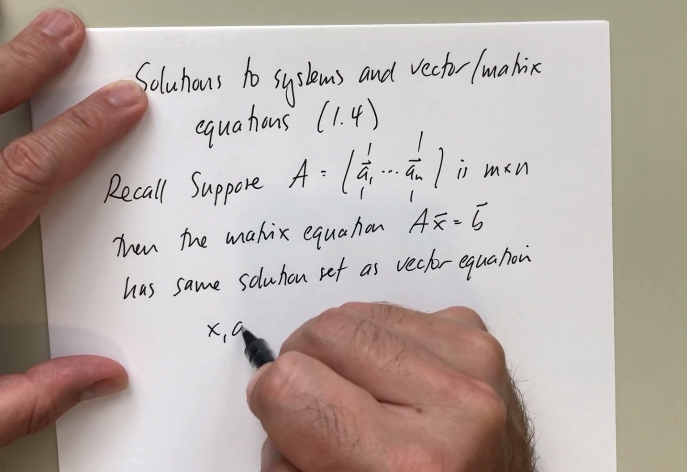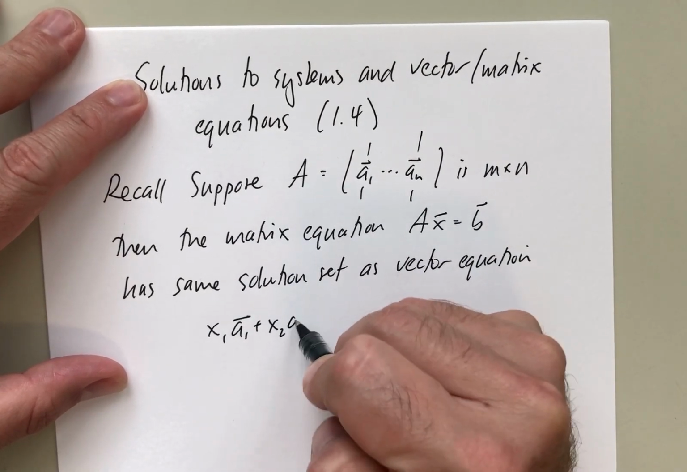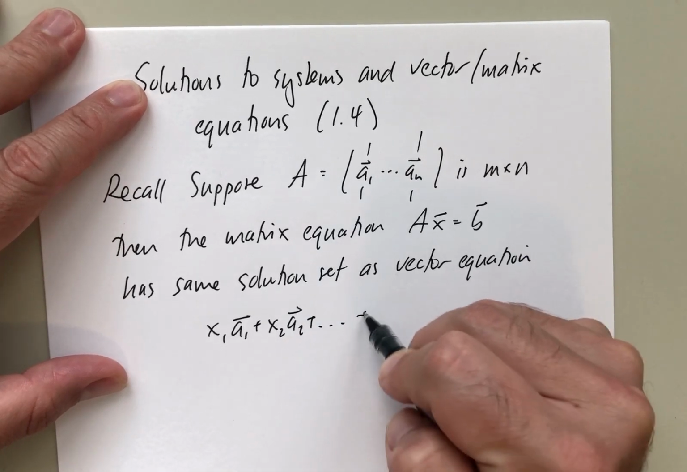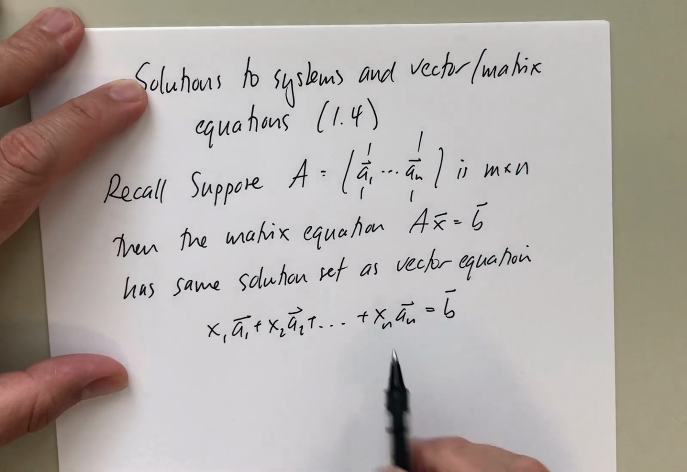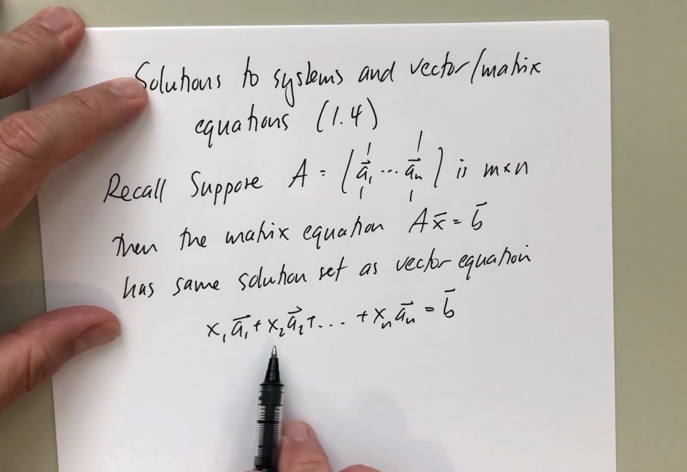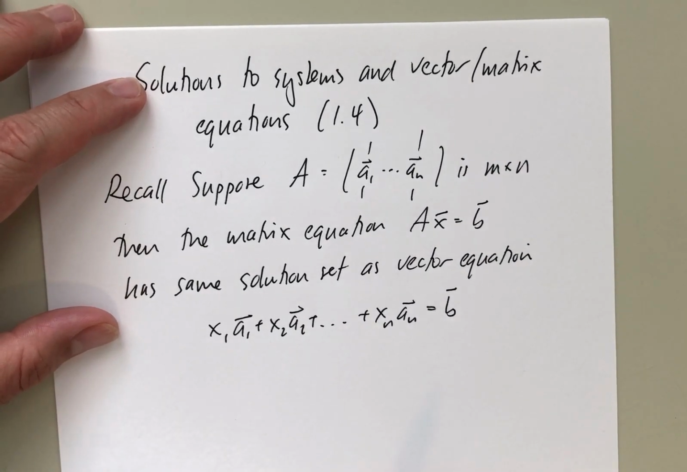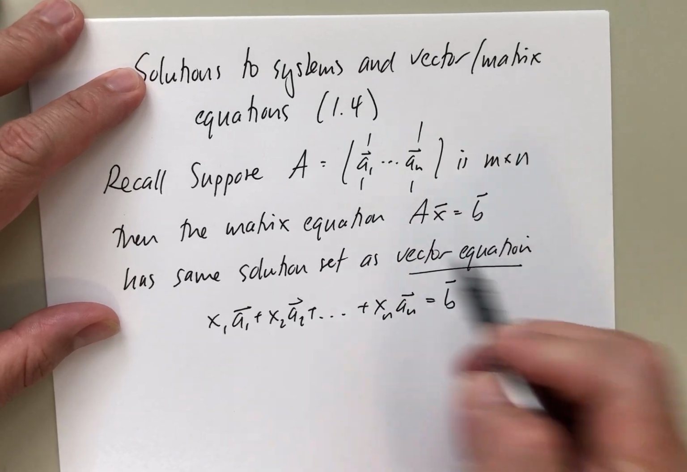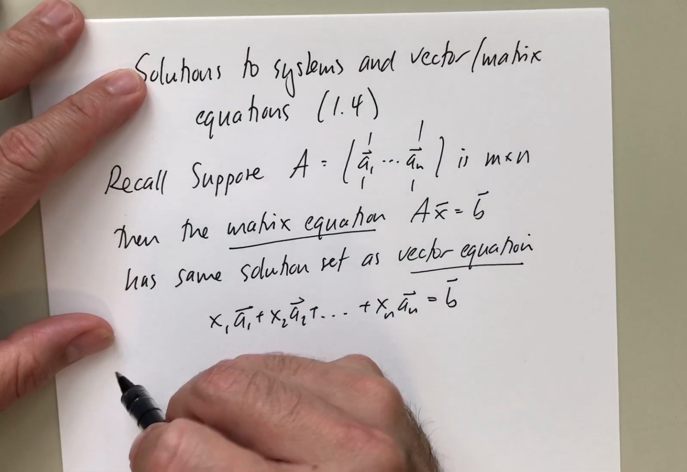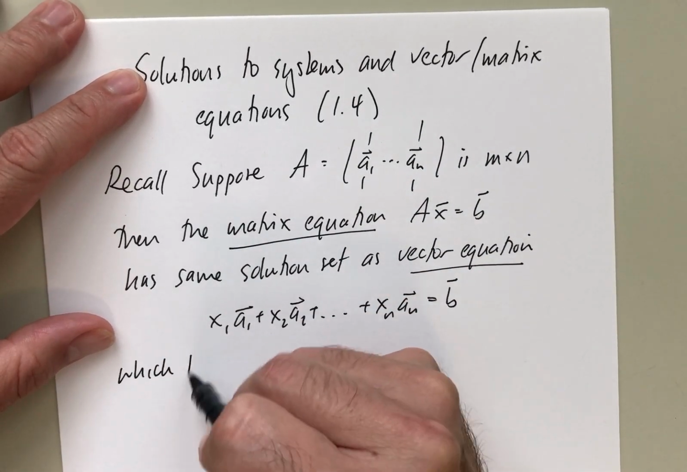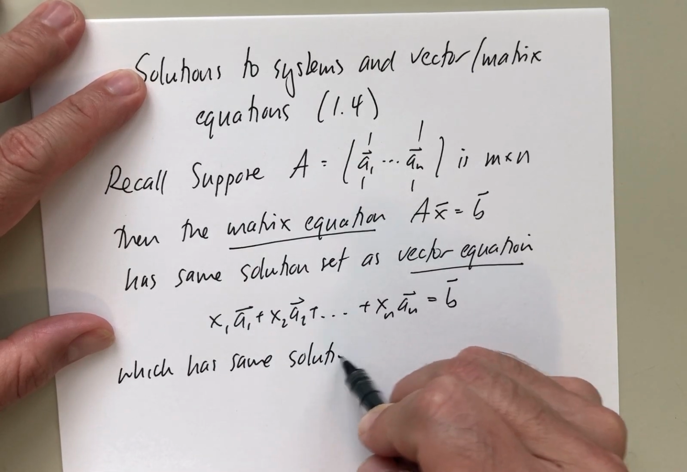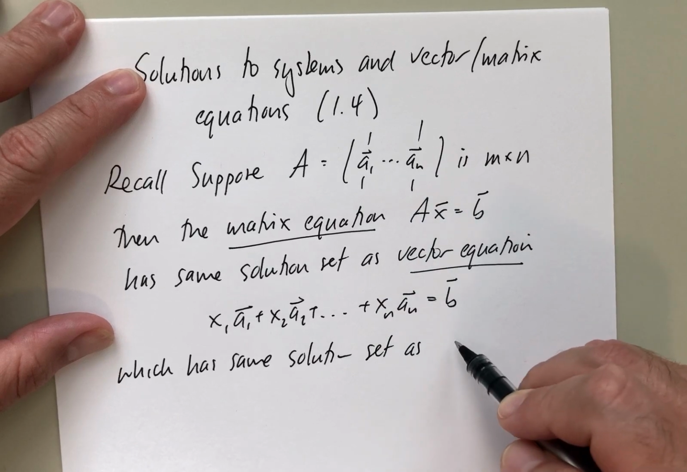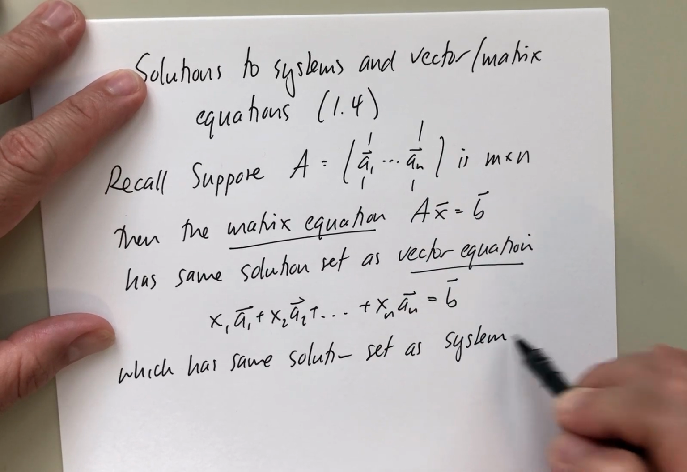So what's the vector equation? Remember, I take those columns of the matrix. I want to write a linear combination, and I want to set them equal to B, and I want to find those x1, x2 through xn weights. Those are the unknowns there, so that's the vector equation. And this has the same solution set as the system of linear equations.